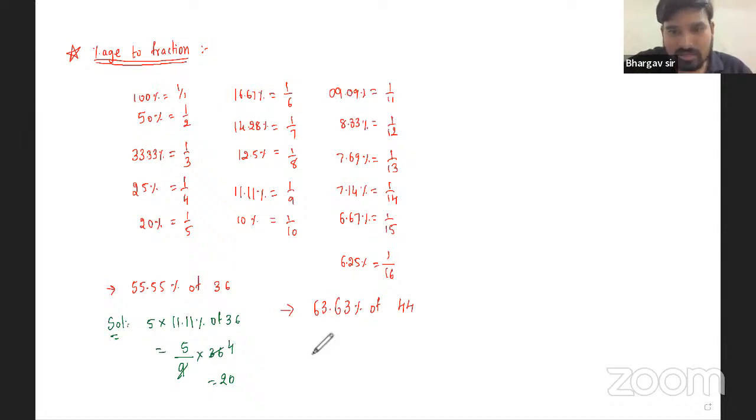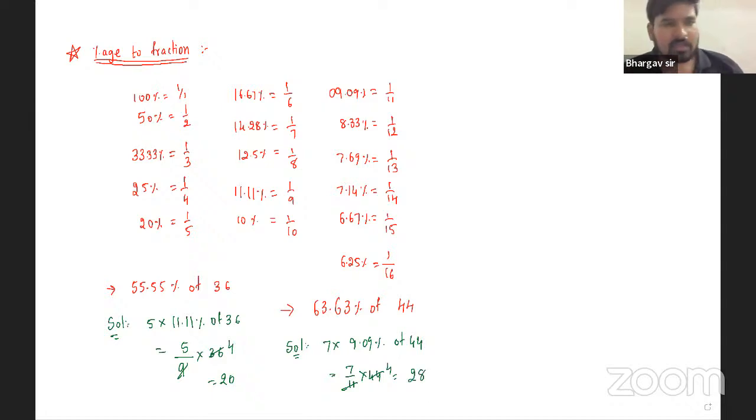So I'll write this as 7 into 9.09% of 44, and 9.09% is 1 by 11, which is nothing but 7 by 11 of 44. 11 ones are 11, 11 fours are 44, 7 fours are 28, right? This is very simple, and with a little bit of practice you will be able to remember these things.